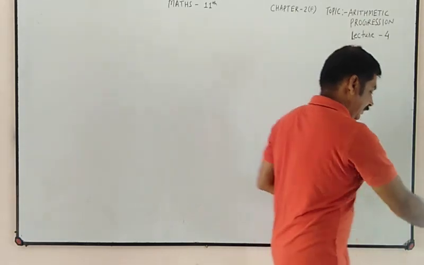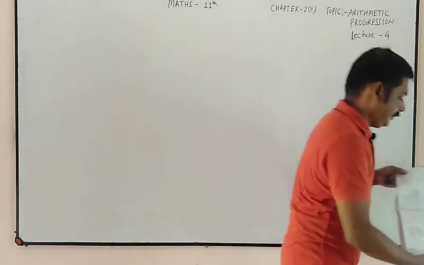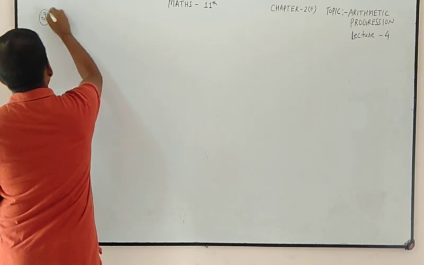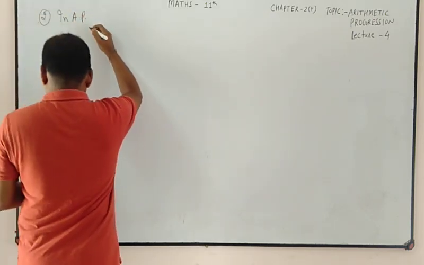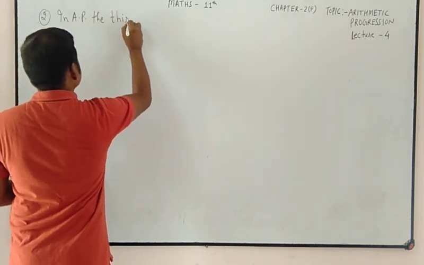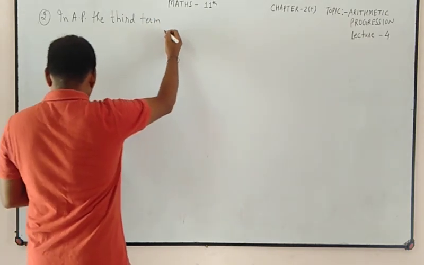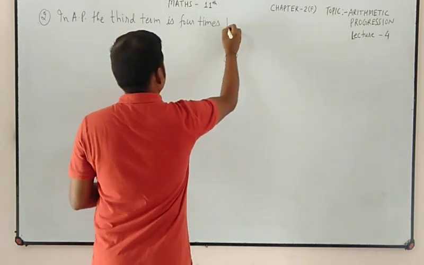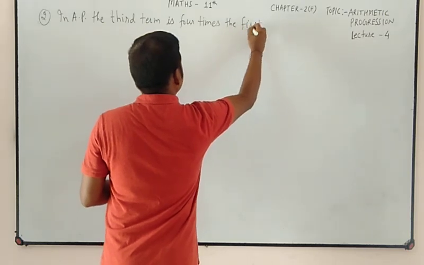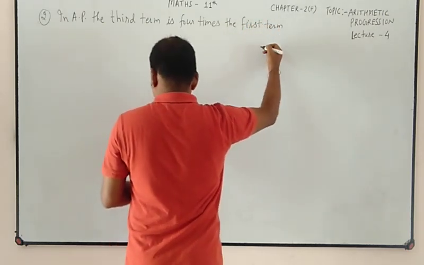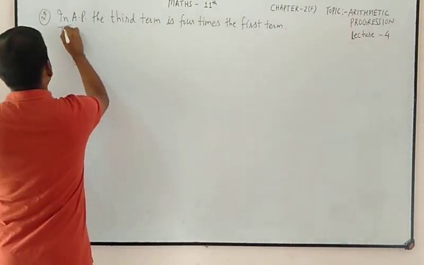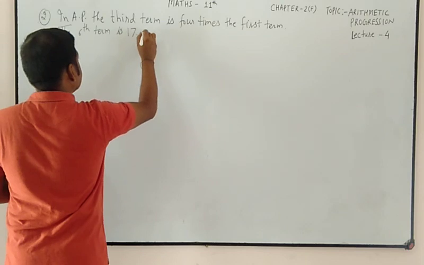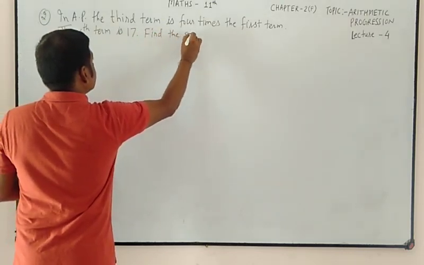Yes, see. The question is, in an AP, the third term is 4 times the first term, right? The sixth term is 17. Find the series.